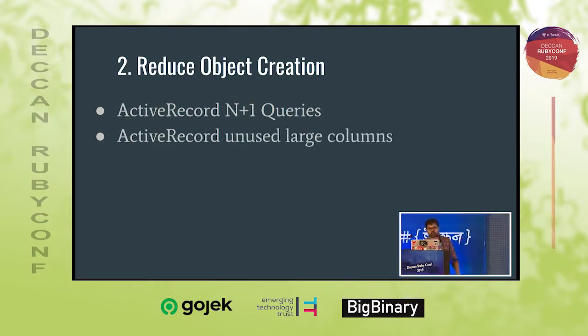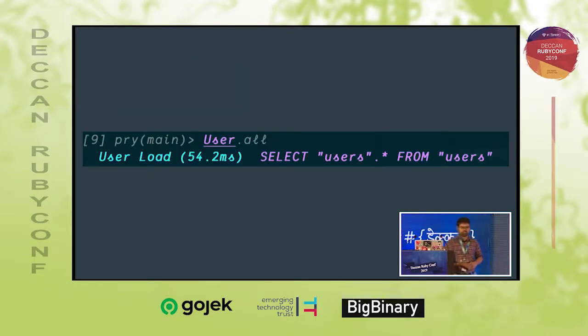So that's one, Active Record N+1 queries, fix that. Second is Active Record unused large columns. One of the examples that I have here is about this. You have a user table, you call User.all, and this is the default query that is generated, which is SELECT users.* FROM users. So users.* is taking all the columns that are there in a user model, and that's the problem, because sometimes that user model could have 15 or 20 columns as well.